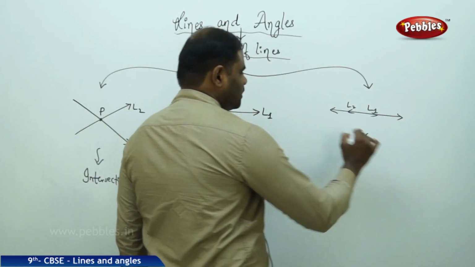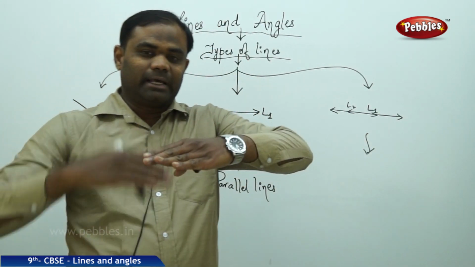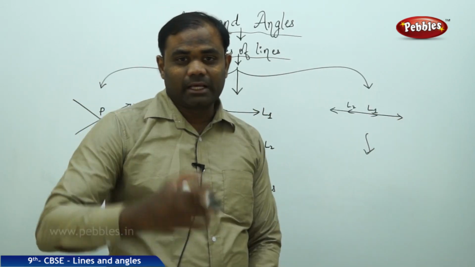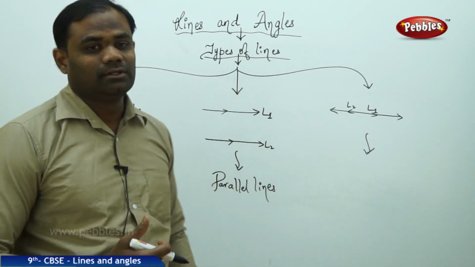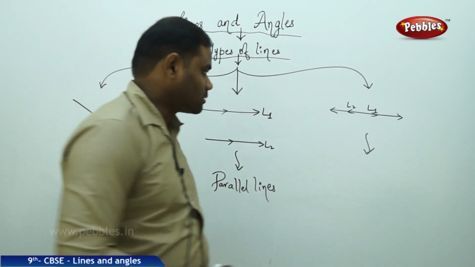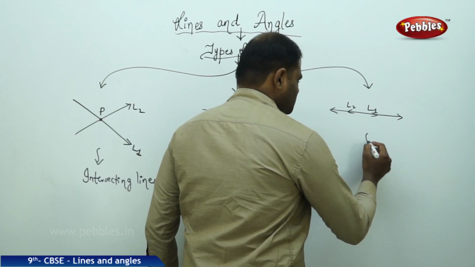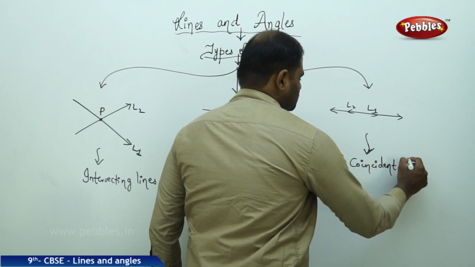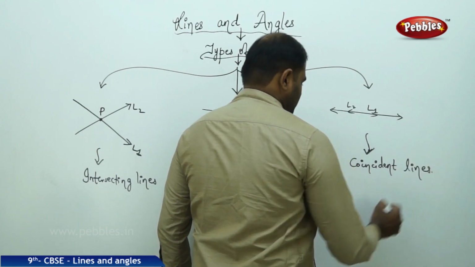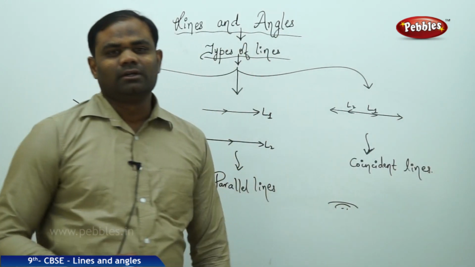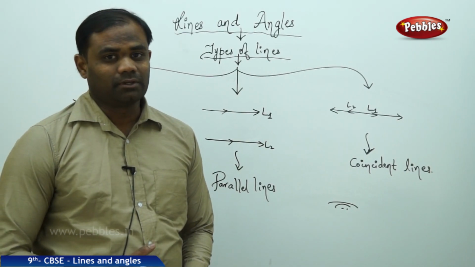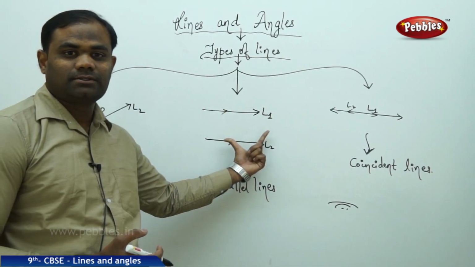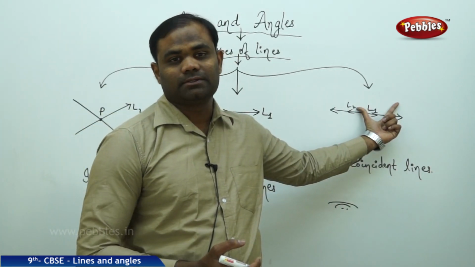And in this case, when the two lines exactly overlap on each other, making us look as if there is only one line, but L1 and L2 are exactly on each other, then these kinds of lines are called coincident lines. This is how we understand the different types of lines existing in plane geometry: intersecting lines, parallel lines, coincident lines.